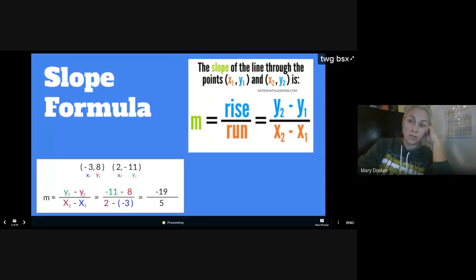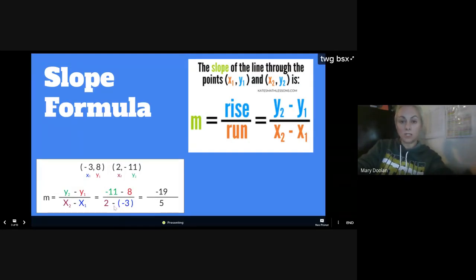So m equals y2 minus y1, so that's negative 11 minus positive 8, over x2 minus x1, positive 2 minus negative 3. So in the numerator, negative 11 minus 8, you're adding two integers that are both negative. You can think of it that way. It's negative 11 plus negative 8. You get negative 19.